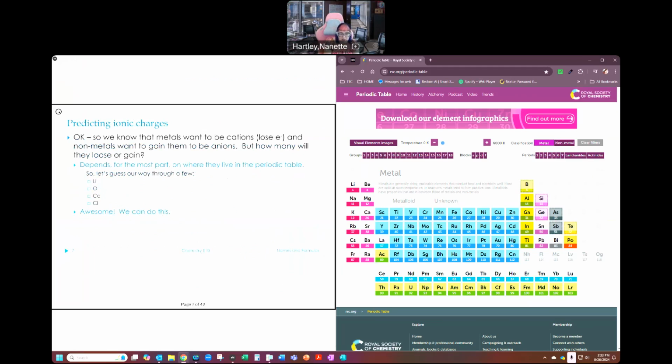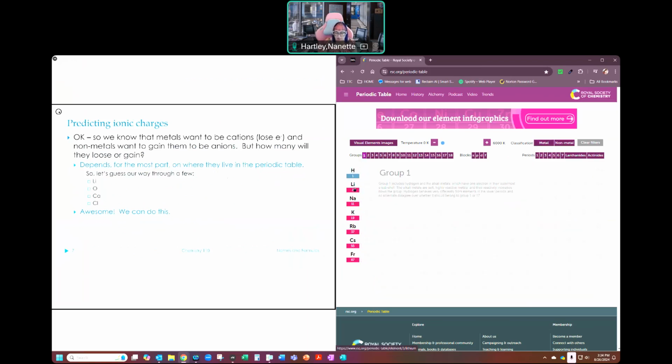Now, as we've talked about, we should be able to predict whether something's going to gain or lose electrons based on its position in the periodic table. So let's talk about that. Now, let's talk about lithium. Lithium is right here. He's an alkali metal. Since he's an alkali metal, we should be able to talk about how many electrons he's going to lose or gain. He's going to lose an electron.